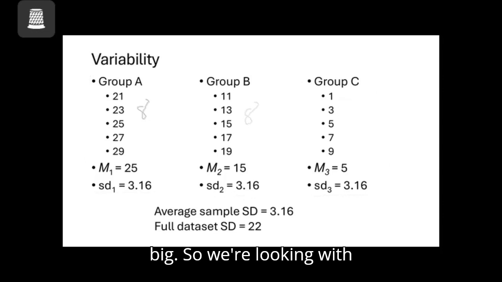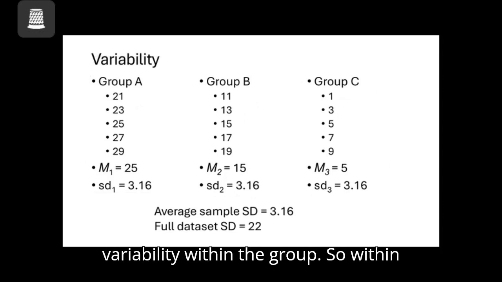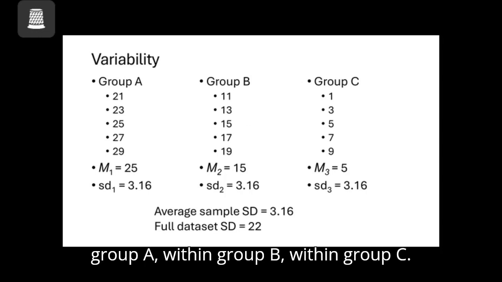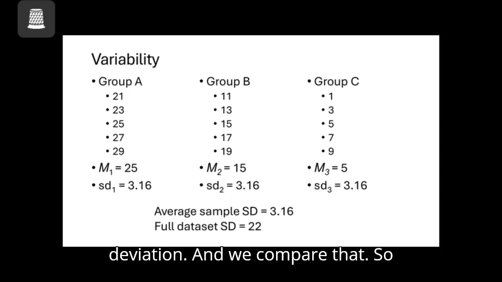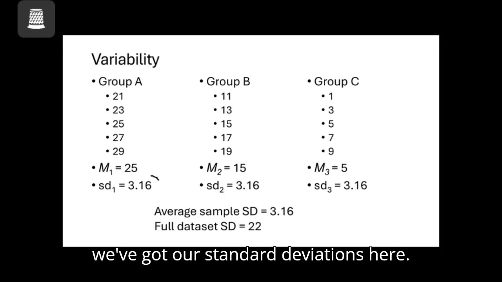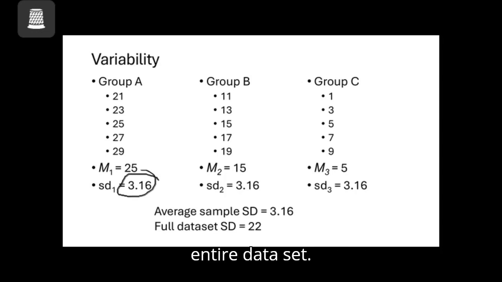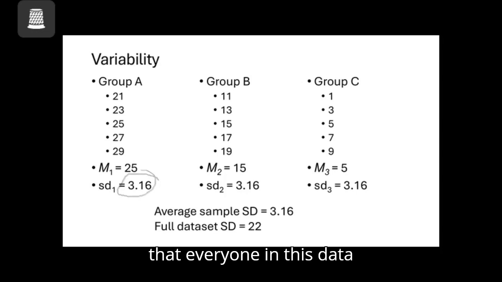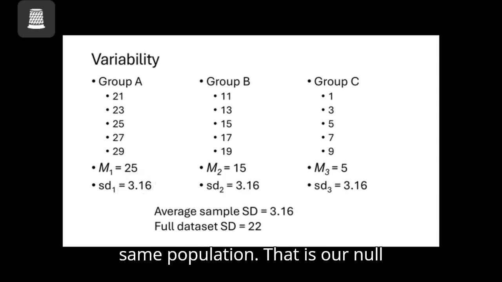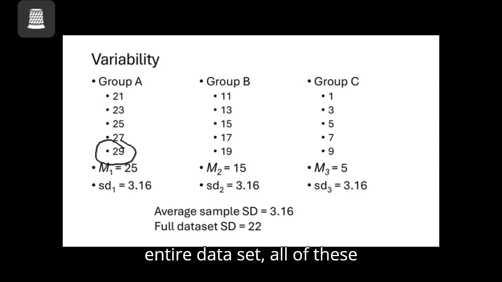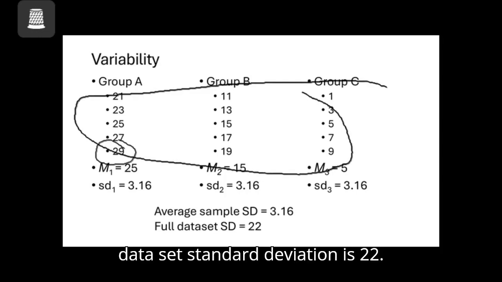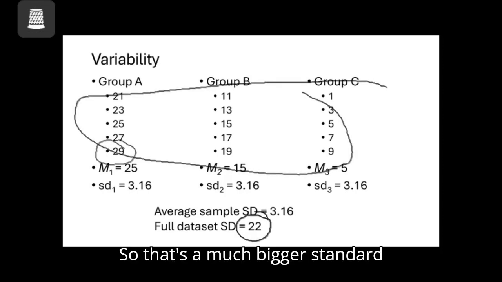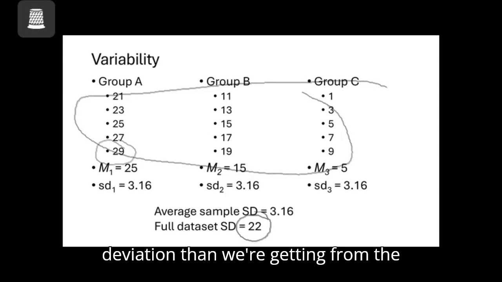So with ANOVA, we're looking at the variability within the group. So within Group A, within Group B, within Group C. This is our individual group standard deviation, and we compare that. So we've got our standard deviations here. We're going to compare that to the entire data set, because we are going with the assumption that everyone in this data set from all 3 samples is from the same population. That is our null hypothesis. But if we look at the entire data set, all of these scores, our full data set standard deviation is 22. So that's a much bigger standard deviation than we're getting from the individual groups.